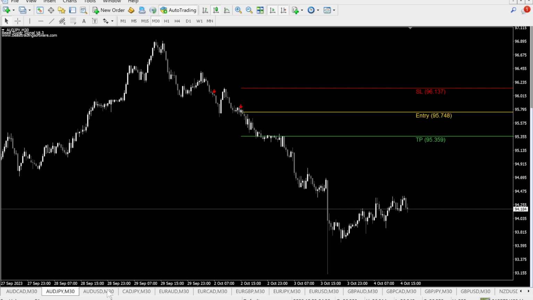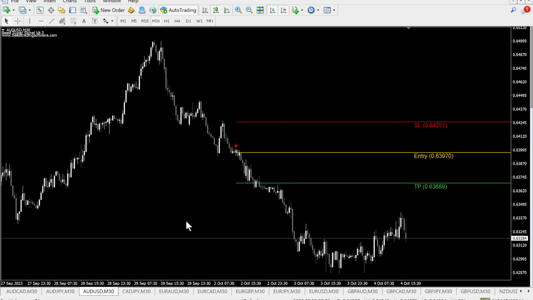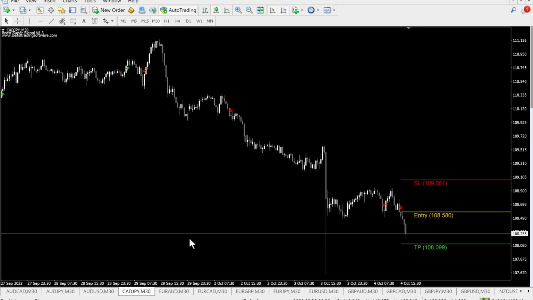Okay, so moving forward, we have the Australian dollar, US dollar here again. A very nice sell signal. This was in the beginning of the week. Very, very nice. Zero drawdown, straight to take profit.